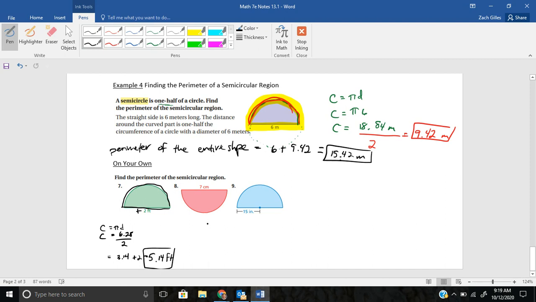All right, number 8, you should do almost identical to get about 18 centimeters. And the last one, kind of tricky, make sure this 15 inches, that's the radius, not the diameter. Diameter would be 30 inches. So the perimeter for the entire thing for number 9, you should get about 77.1 inches. All right, if you had questions on any of that, please let me know.